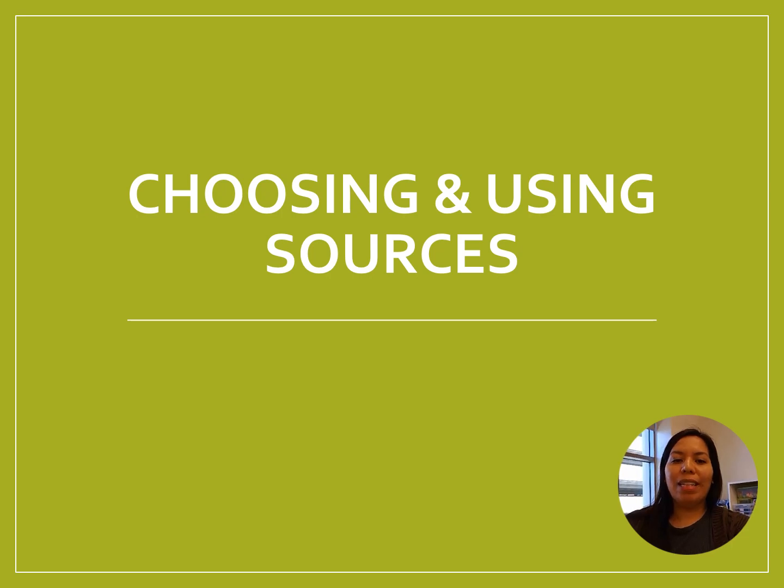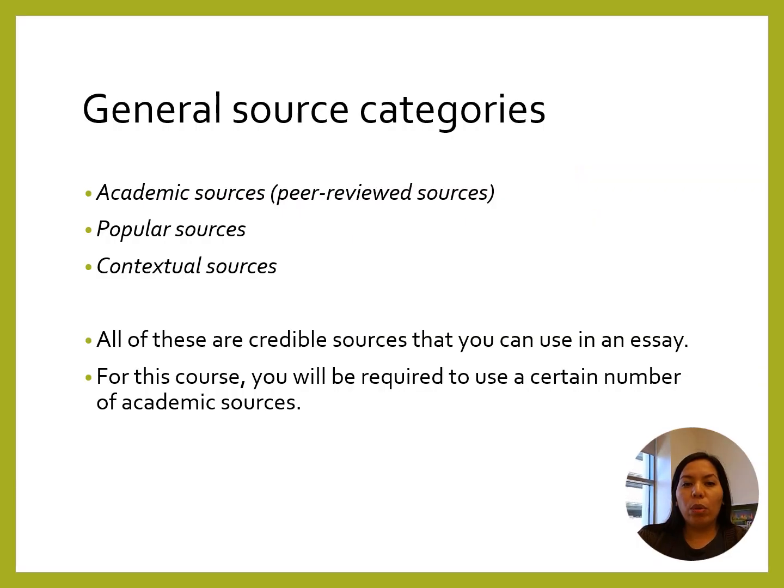Hi everyone. Today we're going to be talking about choosing and using different types of resources. So here we're looking at three different types of general sources. We have academic sources, so these are going to be peer-reviewed sources, popular sources, and contextual sources. All of these are credible sources that you can use and find relatively easily. For this course, you will be required to use a certain number of academic sources.